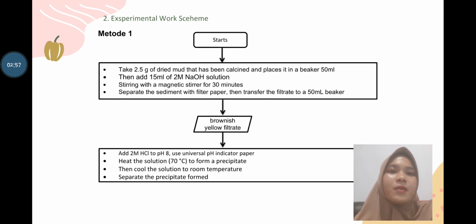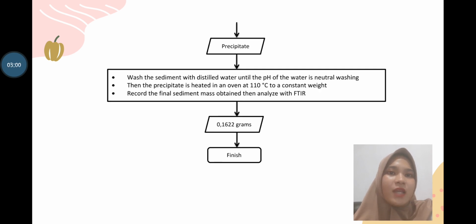Separate the precipitate formed. Precipitate: wash the sediment with distilled water until the pH of the washing water is neutral. Then the precipitate is heated in an oven at 110 degrees Celsius to a constant mass. Record the final sediment mass obtained, then analyze with FTIR. The result: 0.1622 grams.